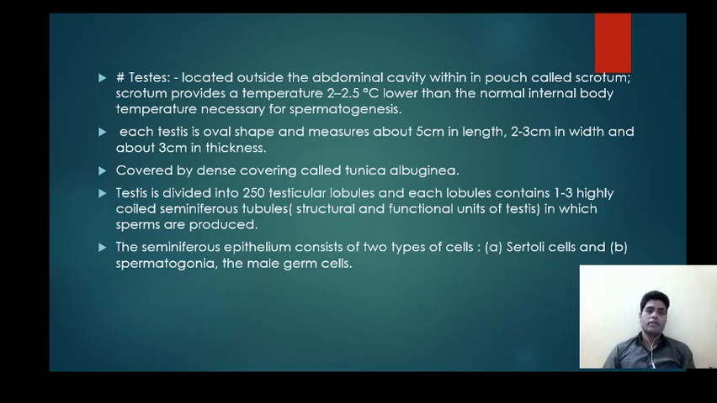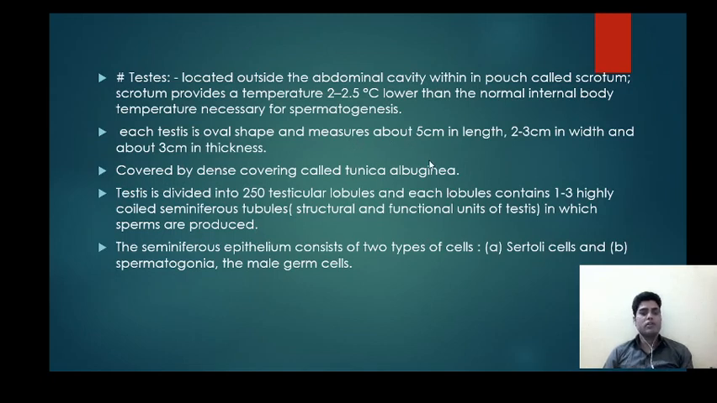Why does the male primary sex organ lie outside the abdominal cavity? Because the temperature which is required for spermatogenesis is lower than the body temperature. The temperature difference between the body temperature and the temperature inside the scrotum is about 2 to 2.5 degrees centigrade. That means if the body temperature is 37 degrees centigrade, the temperature in the scrotum will be 35 or 34.5 degrees centigrade, lower than the body temperature. This temperature is required for the process of spermatogenesis.